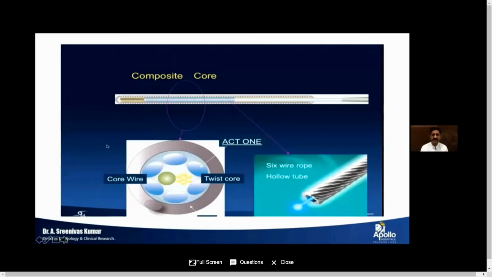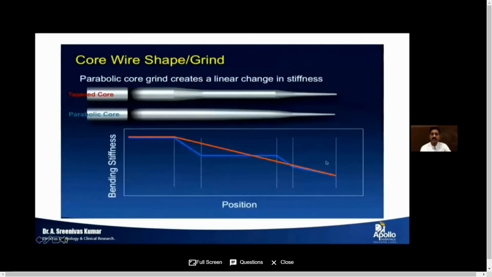It might be a little easier to make a balloon, and nowadays a stent also, but to make wires with all these properties in a good form is again a challenging role. That's why not too many companies venture into it. Then, we also need to understand how the tip is tapering. This is the parabolic core here versus the tapered core here. Depending upon it, the bending stiffness characteristics vary with the wire.